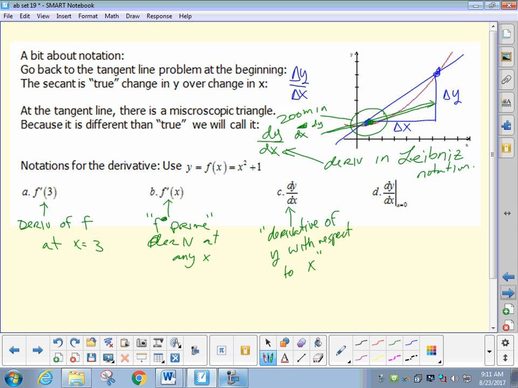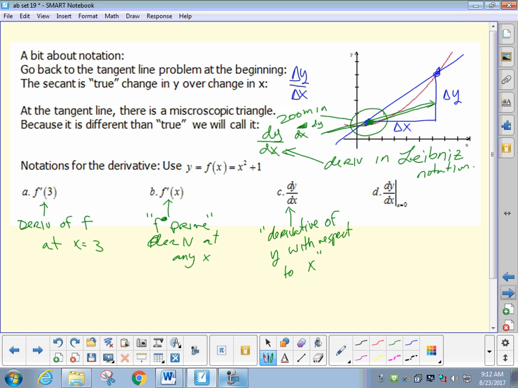So I could look at how your grade in the class changes with respect to your homework grade. That would be more like d total, d homework. Or I could say, how does your total grade change with respect to your test grade, which would be more like d total, d test. So you have to say with respect to changes in this or that. We'll talk about this more later, but derivative of y with respect to x.